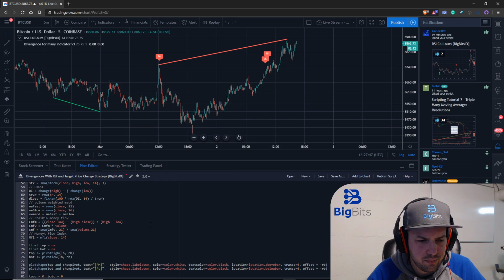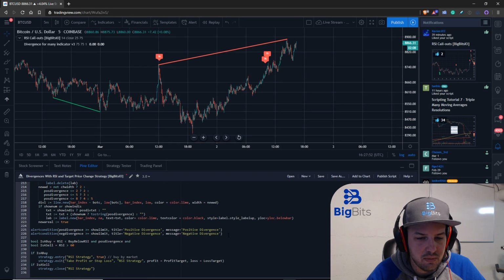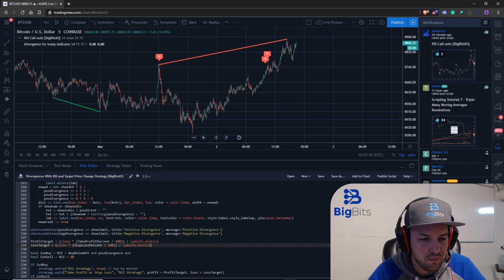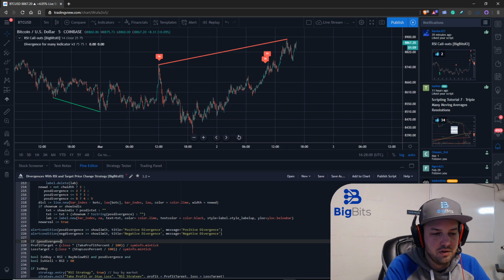So yeah, this one will be a little bit trickier than the other things we've done, but shouldn't be too much of an issue. We're actually going to use an if statement here because we're only going to do this if we have a positive divergence.